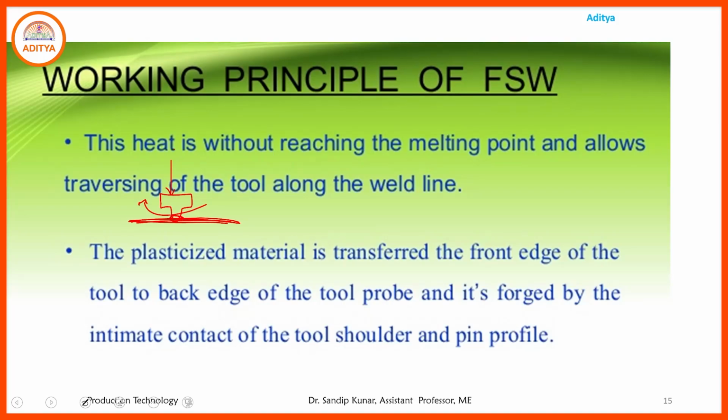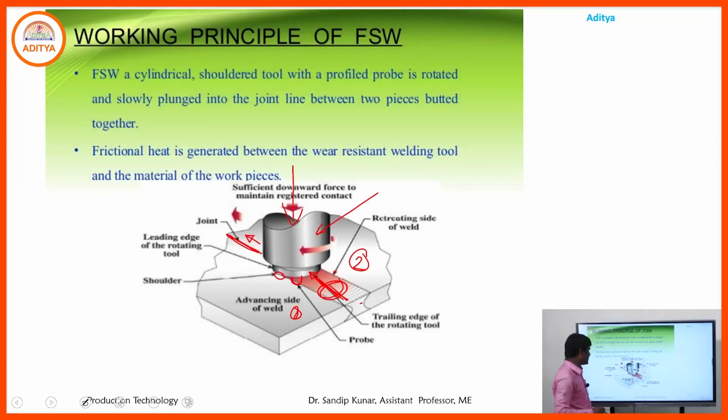The plasticized material is transferred to the front edge of the tool. In the figure we see the leading edge, the front edge of the rotating tool, and the trailing edge. On that side is the advancing side of the weld, and that is the retreating side. That zone shows the retreating side of the weld.